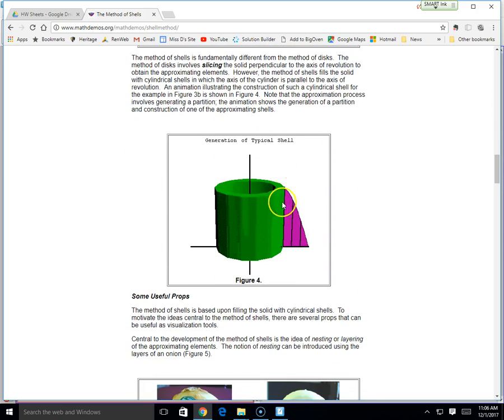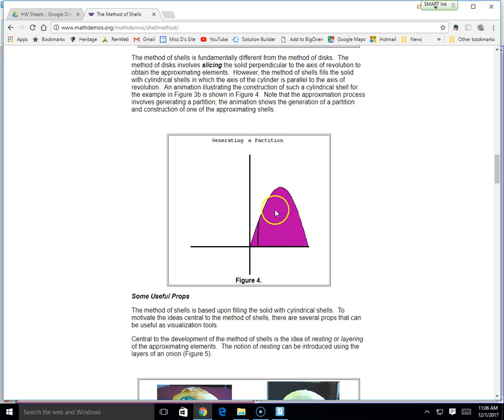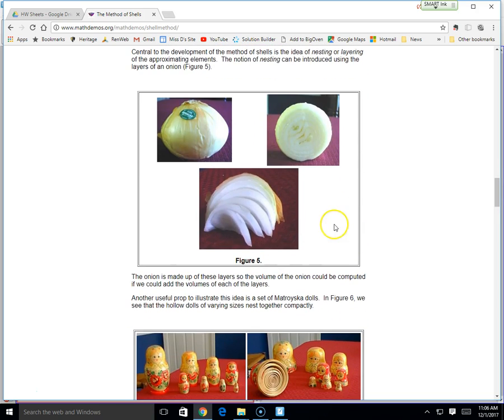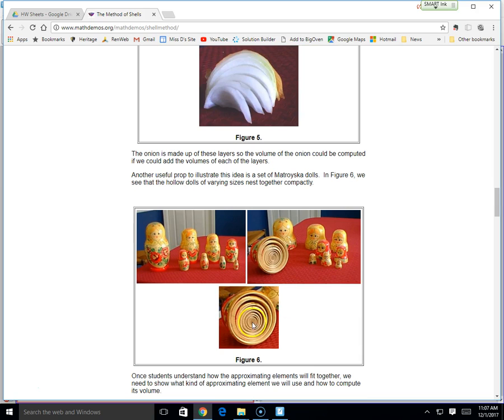But shells, once again, cut parallel for the representative rectangle. It would be a thickness of dx going around the y-axis, and then we would be rotating that region all the way around. You can think of it as, they were trying to show different illustrations, as an onion, kind of more like cylindrical shells. We wouldn't just do the circular, I mean you can do the circular, but you can also do the shells. Also matryoshkas, you can think of cylindrical shells as accumulating throughout.